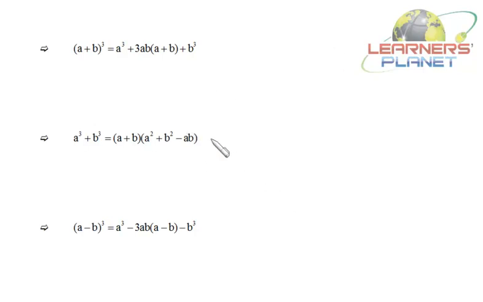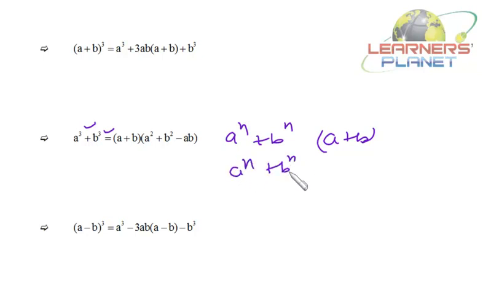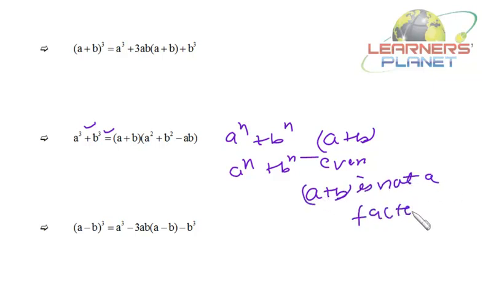So we just have to keep in mind that if a^n + b^n is given, where n is an odd number, then definitely a+b is a factor of the expression. And if n is an even number, then a+b will never be a factor. a+b is not a factor. This concept will be useful while dealing with MCQ, multiple choice pattern questions.